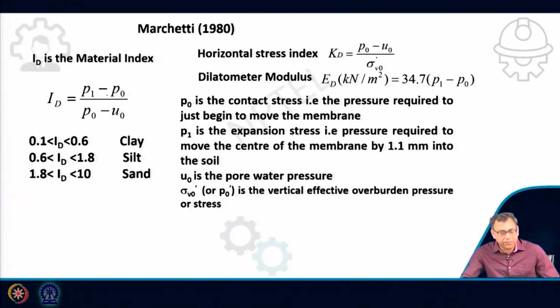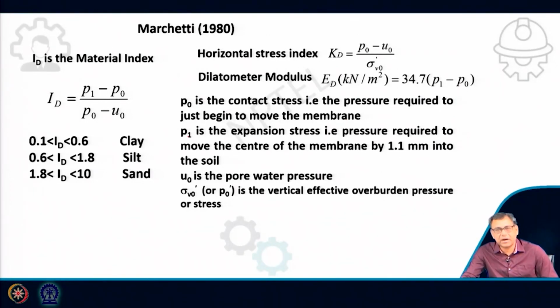Now what data will we get? From there, first we will get the horizontal stress index, that is called KD. So KD is what? KD is (P0 minus U0) divided by sigma V0 bar. Sigma V0 bar is the effective overburden pressure and U0 is the pore water pressure. Okay. And P0 is the contact stress, that is the pressure required to just begin to move the membrane. That means the pressure that is required to just begin the movement of the membrane.